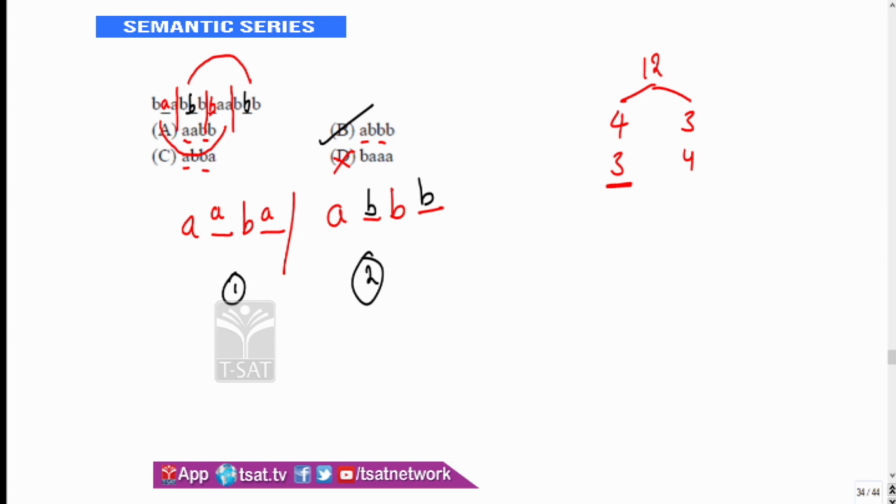So in this question, what did we do? We simply divided the question into parts, and after seeing the parts, we check for the common. So the student has to always check for the common, how many letters are repeating, how they are repeating.